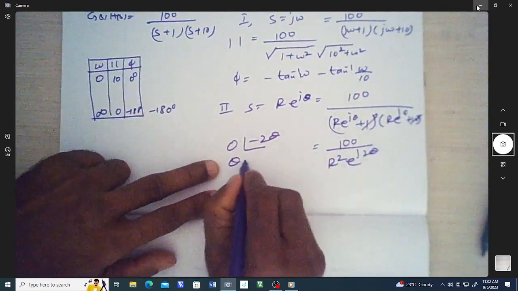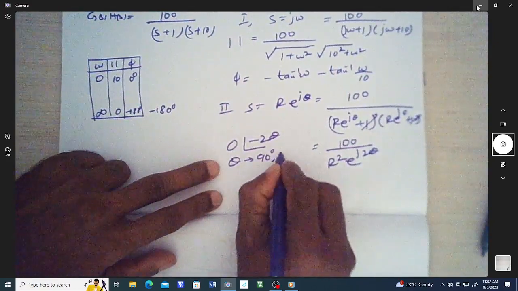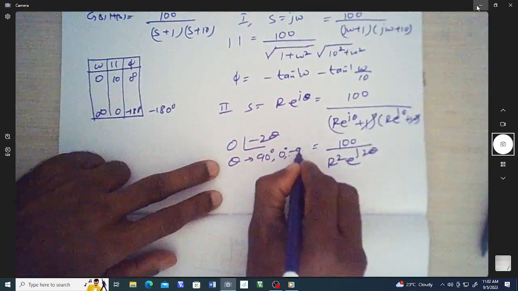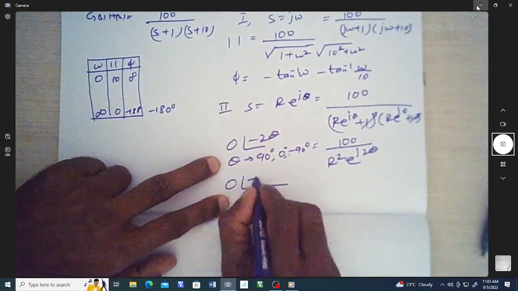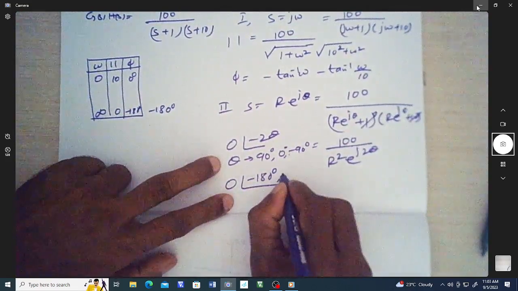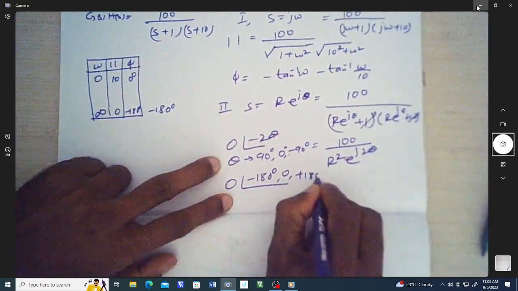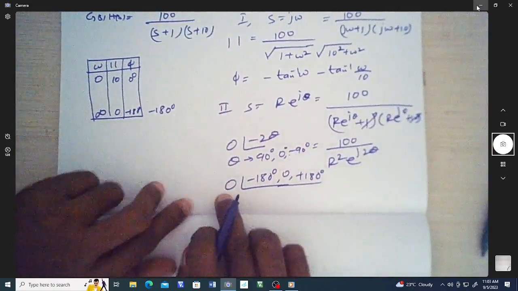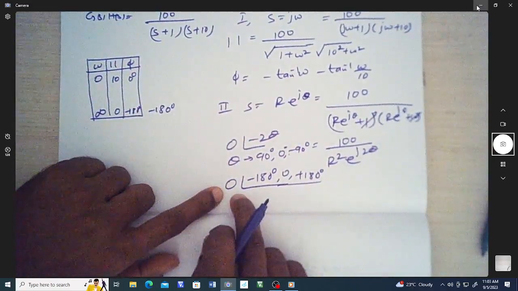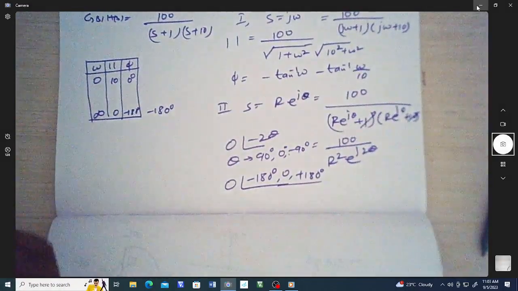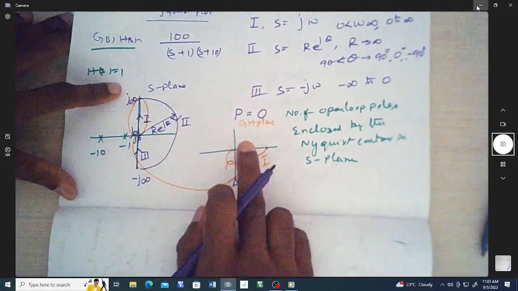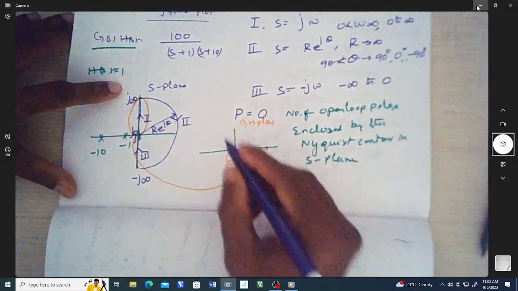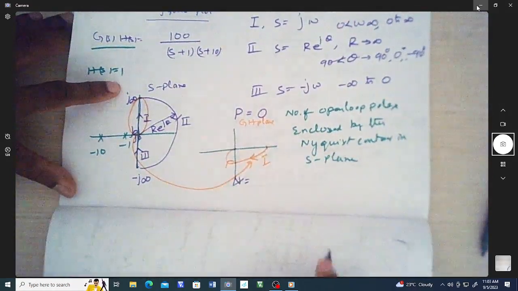We know that theta is varying from 90 degree, 0 degree and minus 90 degree. You substitute that, it will become 0, minus 180 degree, 0, plus 180 degree. So all these points have a magnitude of 0 here. So what is the mapping of this entire segment onto the GH plane? It is simply a dot at the origin. So this is a dot at the origin.